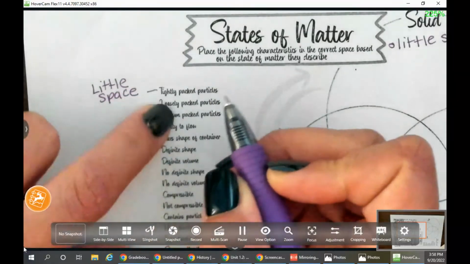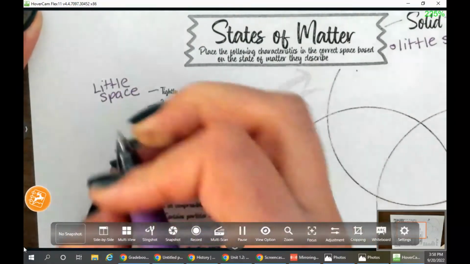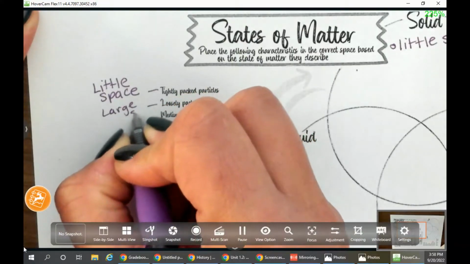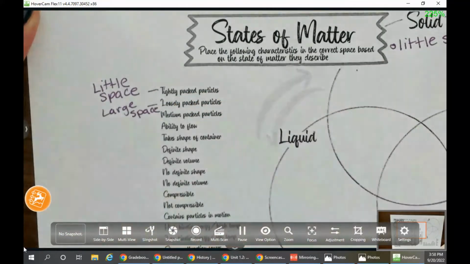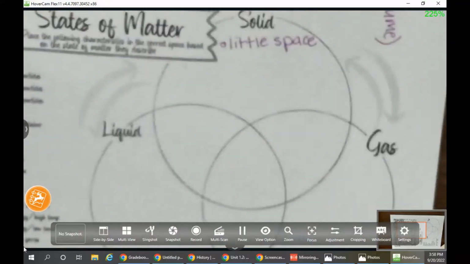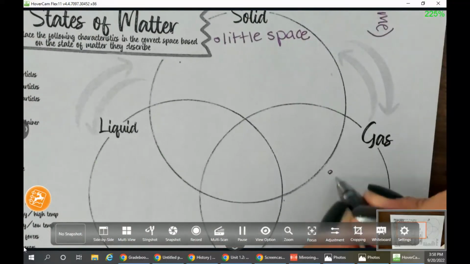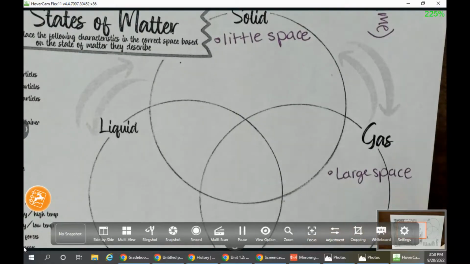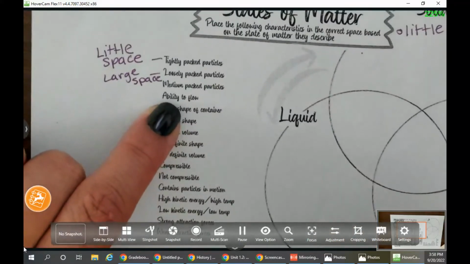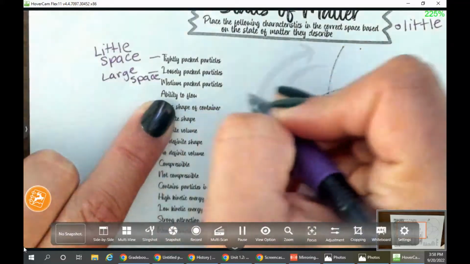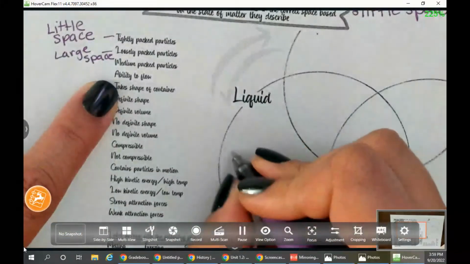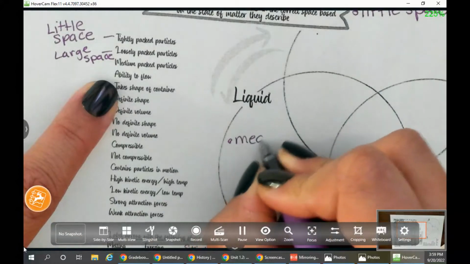All right. Loosely packed particles. This means large space. So large spacing between the particles. So which one of them has that? Gas. Yep, of course. All right. Then we have medium packed particles. Don't think too hard. Yep, liquid. It's going to be your medium space. I'm just going to put that.